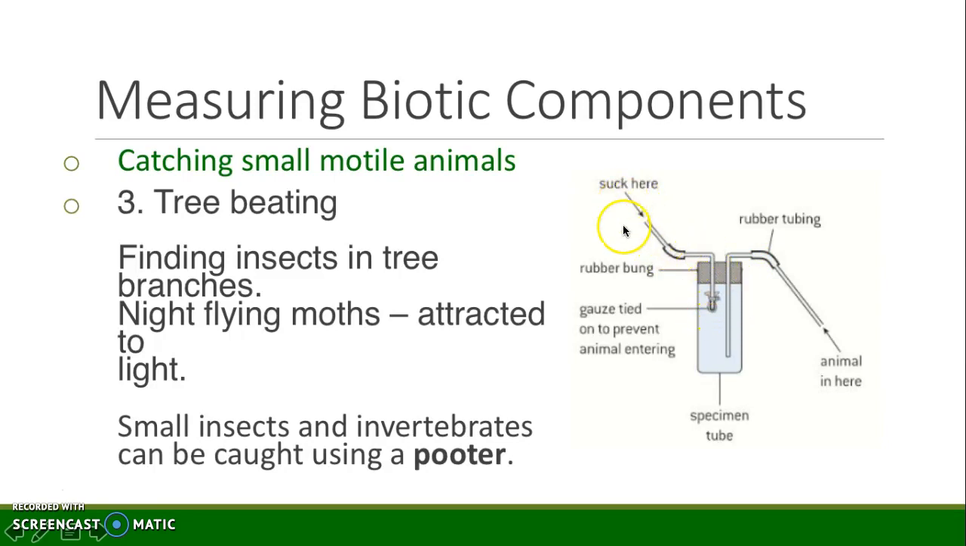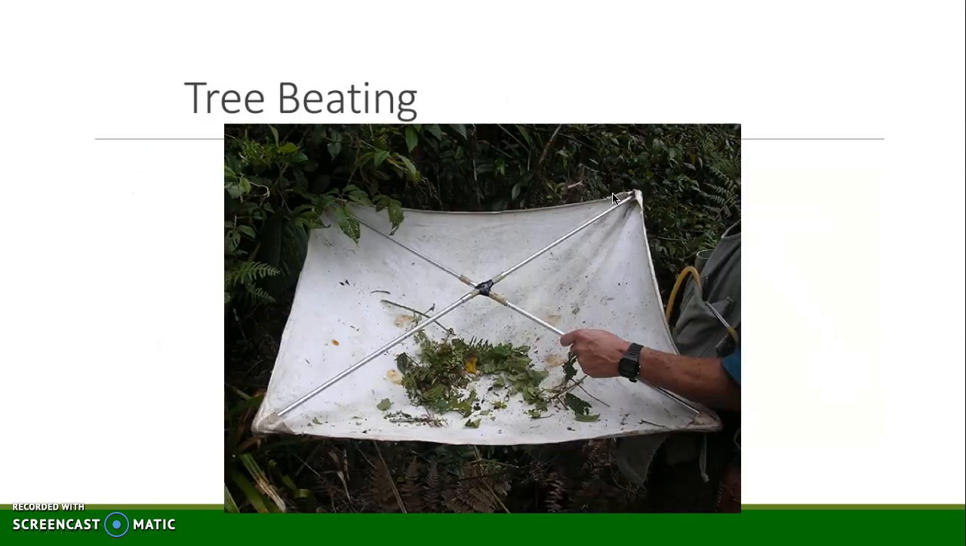You'd have this tube, and that's where you'd put your mouth on it, and you'd suck up the air. And the idea is to vacuum up any small little organisms, so maybe spiders or insects, into this container. So if you see them on the ground, you can go over and just suck them up into the pooter. So the gauze is there so that the animal gets sucked into and trapped in the container without making its way into your mouth. All right? So it's a very interesting contraption.